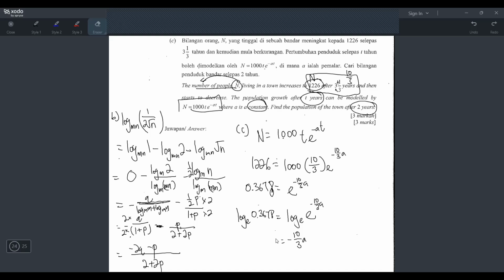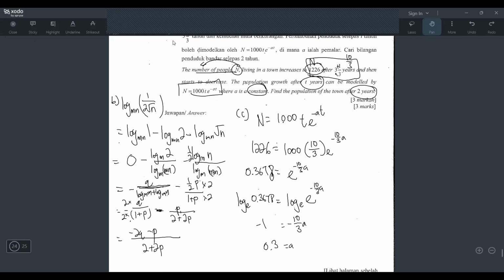Okay, I already get negative 1. Actually, it's negative 1.000, so negative 1. Now I can find my a, which is negative 1 times 3, negative 3, divided by negative 10, 3/10. So it's 0.3, right? Now I already get my a. Finally, I can find the population after 2 years.